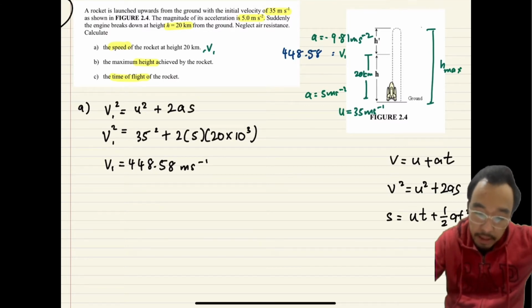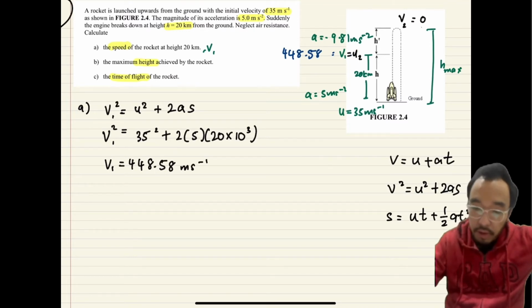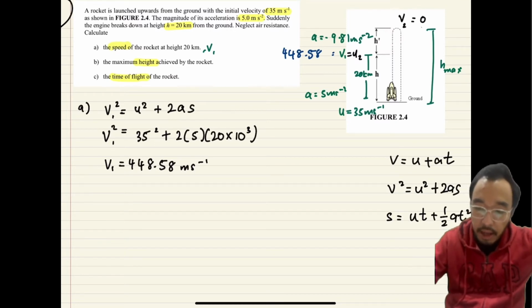Okay, now you want to find the maximum height achieved by the rocket. You can find the maximum height because you know that here in this position V is equals to 0. I put this one as V2. Okay, and my V1 now becomes U2. Understand that? Because now we just want to consider this part. So obviously this part has acceleration and this one undergoes a free fall. Okay, so we do it separately. So once you get the height, you just have to add up.